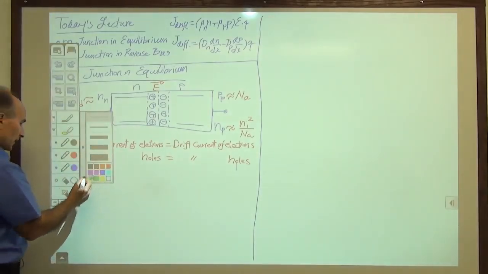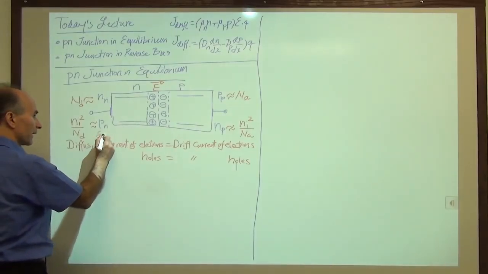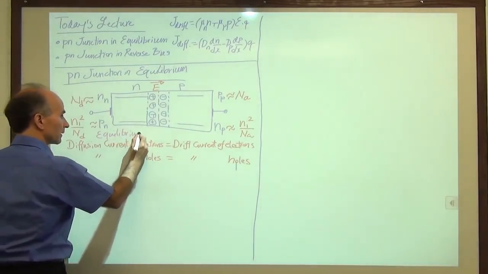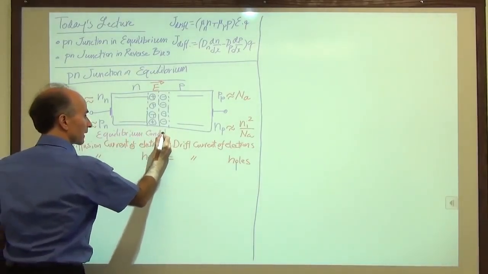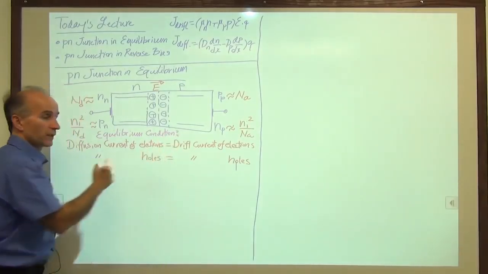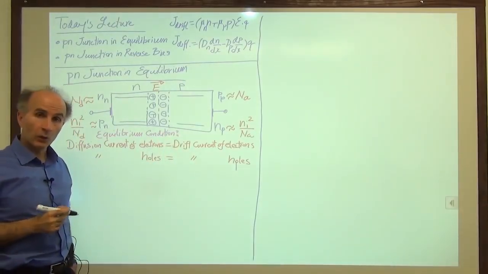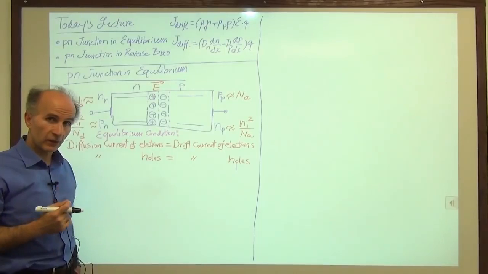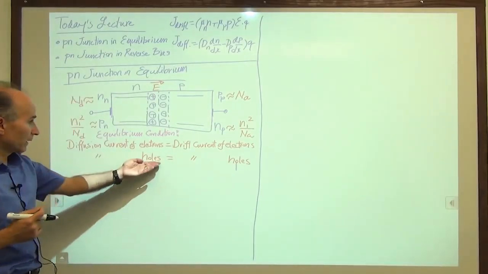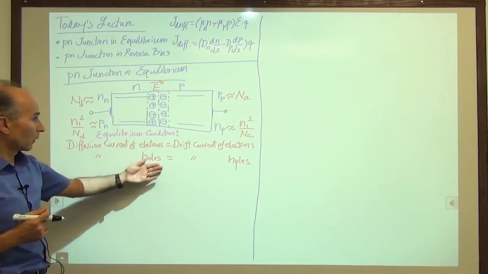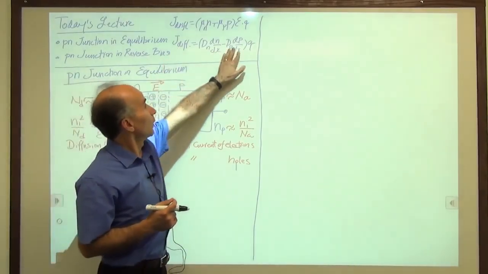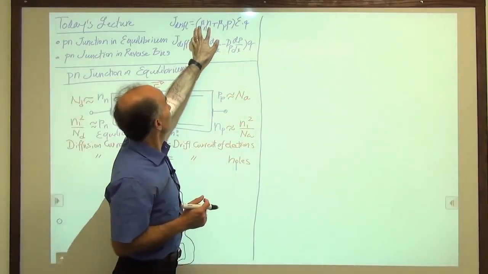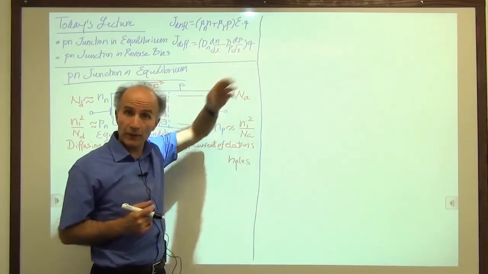So let me change the color to something else. We say equilibrium condition is satisfied when these two hold. Now it seems that we are a step closer to writing an equation to describe the equilibrium condition. We will look at the second equation. Diffusion current of holes must be equal to the drift current of holes. So let's equate these two.